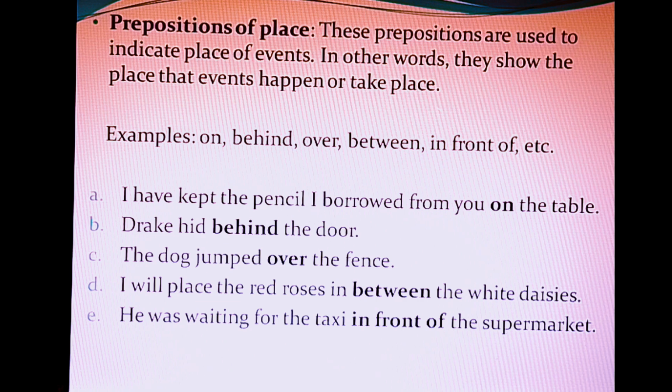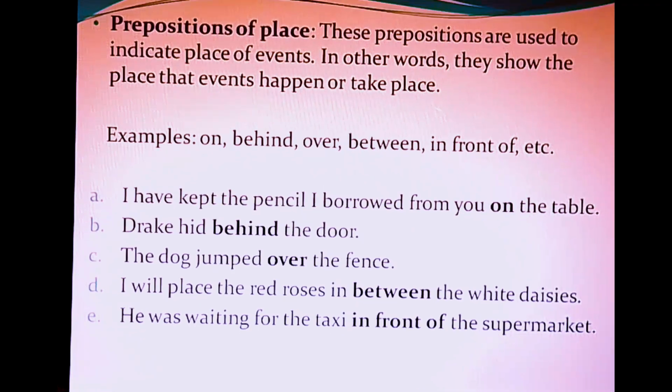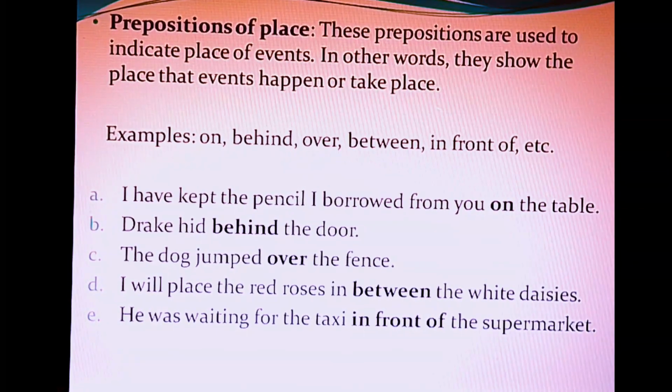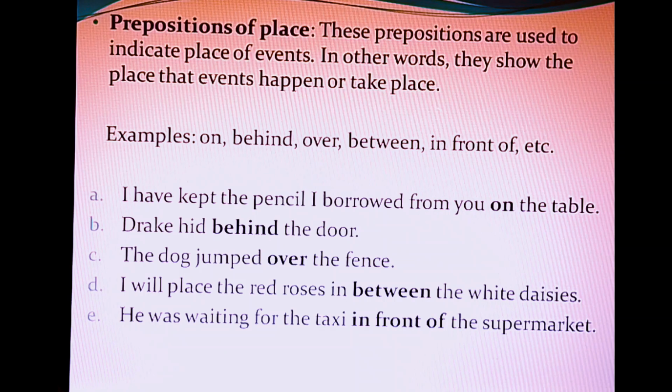I will place the red roses in between the white daisies. The word between is our preposition of place. So, that is our preposition of place, between the white daisies. Where am I going to place the red roses? In between the white daisies. So, the word between is our preposition of place in this sentence.